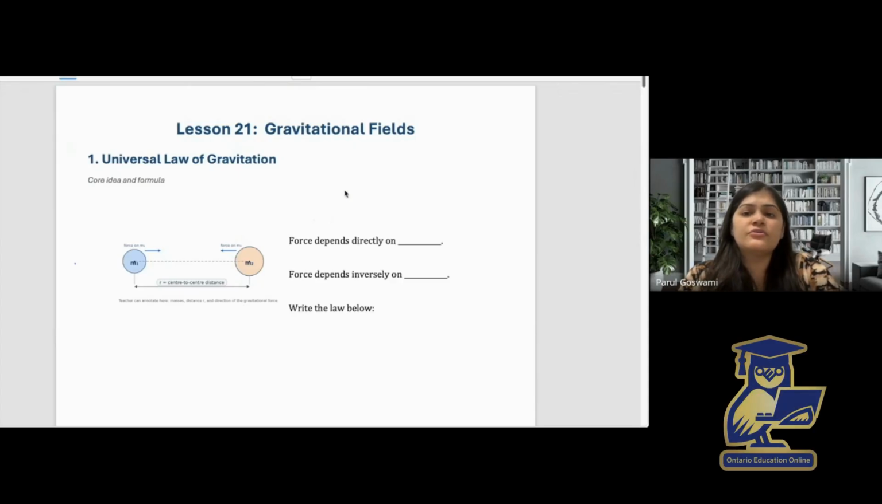In this lesson, we are going to learn how gravity works between objects, how Newton's Universal Law of Gravitation is used, and how we can connect the Universal Gravitational Constant with Gravitational Field Strength. By the end of this lesson, you should be able to explain what affects gravitational force, use the gravitational formula, calculate the value of g on another planet, and solve a net gravitational force problem using vectors. So let's start with the Universal Law of Gravitation.